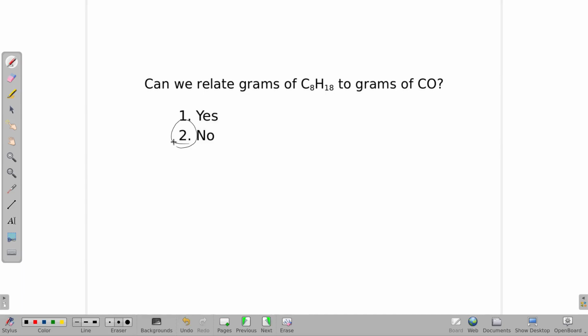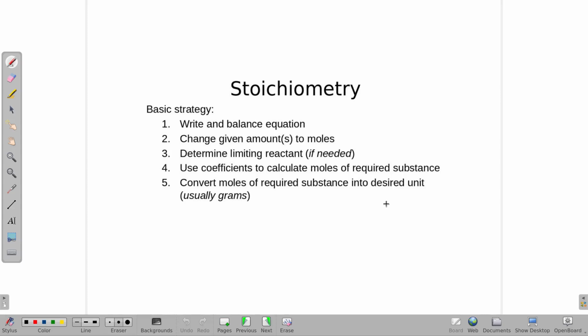What we will need to relate a compound A to compound B is a balanced equation, reactants going to products. In this case, it would have to have C8H18 and CO somewhere in that balanced equation. They can both be products, they can both be reactants, or one can be a product and one can be a reactant, but they would both need to be in the balanced equation for us to relate them. Alright, that is stoichiometry. We are going to follow these steps to get all these calculations in this chapter.